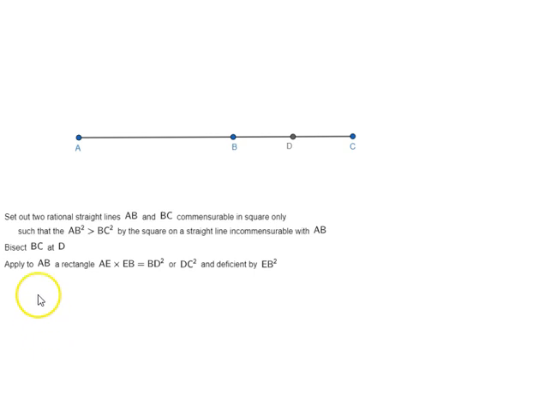Next, we apply to AB a rectangle equal to BD square, or the square on CD, but deficient by a square. And we have already seen this proposition of how to do this. So this is the required rectangle, AE by EB. So this point, let's mark it as E. This is our square, EB square. So AE by EB, this rectangle is equal to CD square and deficient by a square.